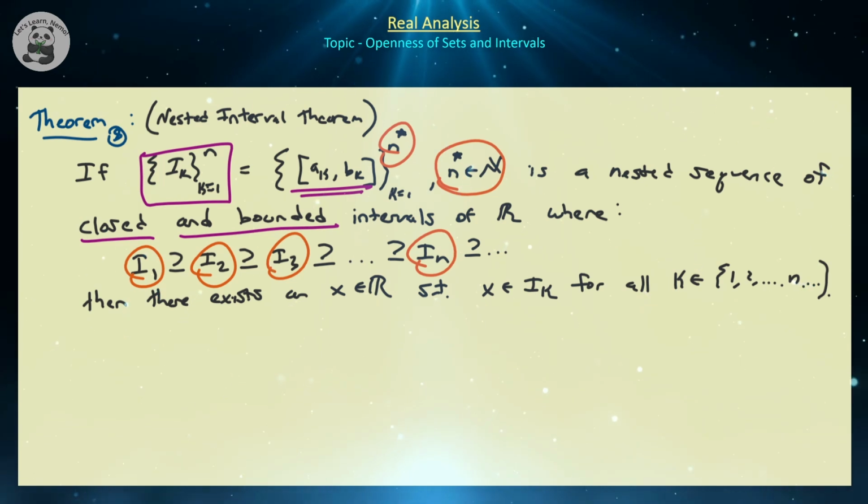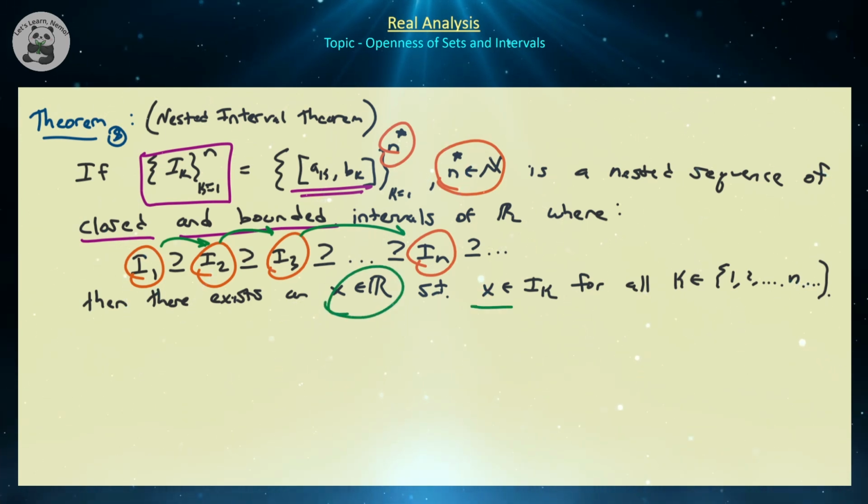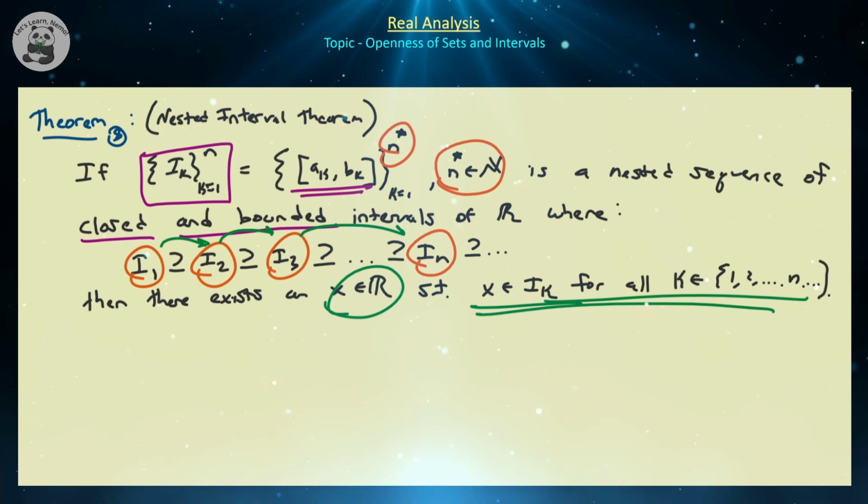So that means I1 is sometimes viewed as a covering of I2, and I2 is a covering of I3, and In minus 1 is a covering of In. So these intervals get smaller and smaller. Now, if this sequence of closed and bounded intervals has this nested property, then this theorem says that there exists a real number that belongs to every single one of them.